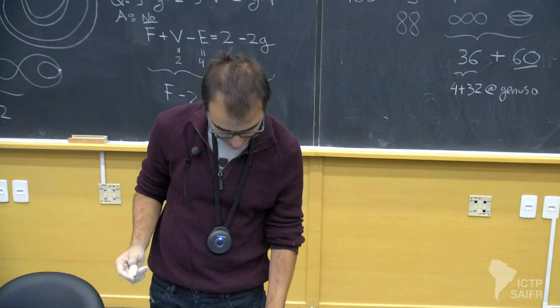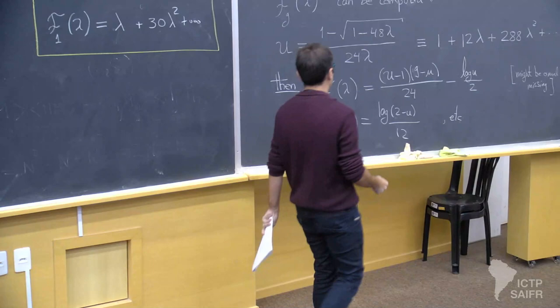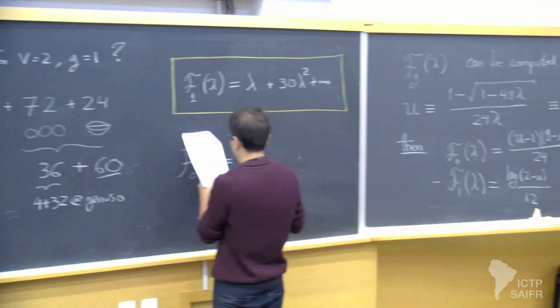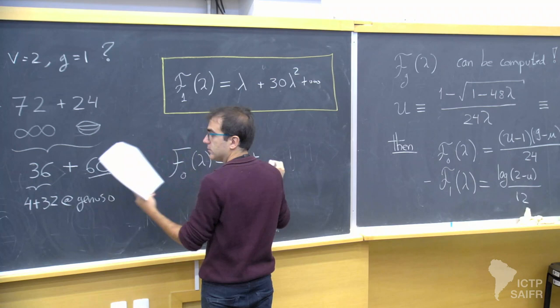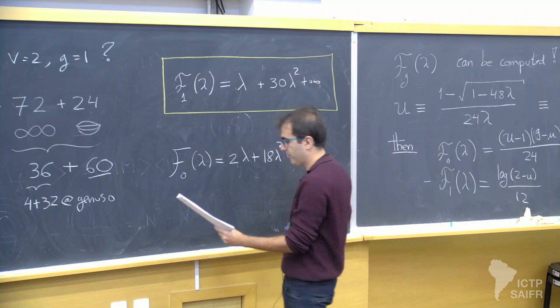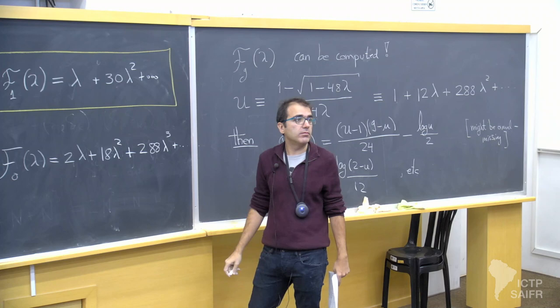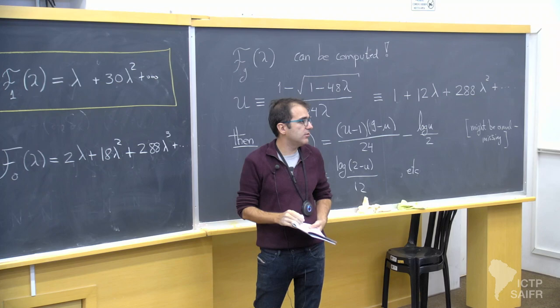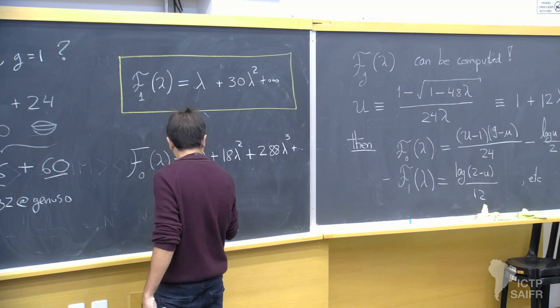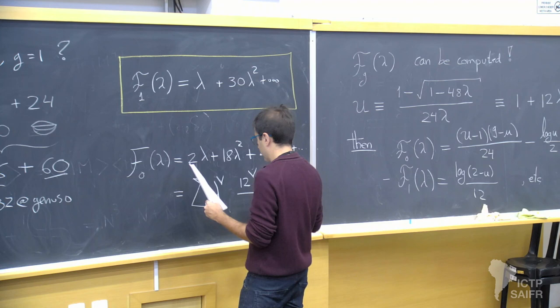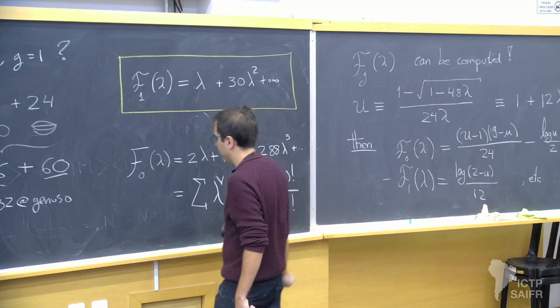So for example, this F0, now that we know the explicit expression, we could series expand it at small lambda and get that this F0 is 2 lambda, which works, it's what we had predicted, plus 18 lambda squared. But now you can go on forever. You can add, for example, 288 lambda cubed plus dot, dot, dot. So this is the number of graphs with 3 vertices and genus 0, for example. And here it will be the number of graphs with 4 vertices and genus 0, and so on. And you can even write an explicit expression that this is equal to the sum of lambda to the number of vertices, times a very explicit number that counts how many graphs there are: 12 to the power v, (2v minus 1) factorial over v factorial, (v plus 2) factorial. So that's the number of graphs of v vertices and genus 0.